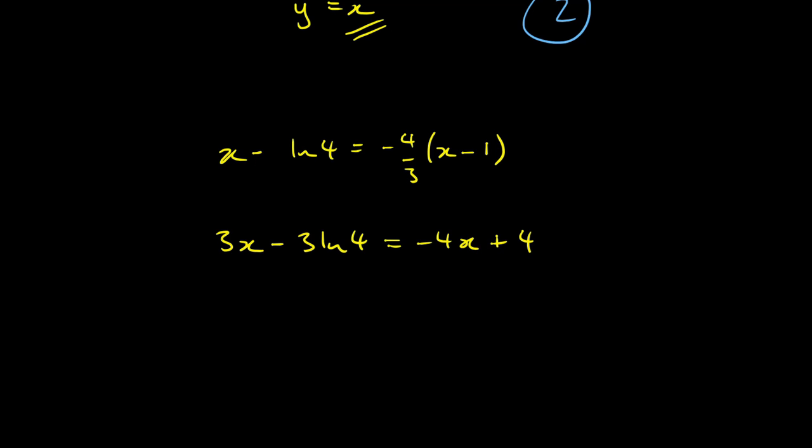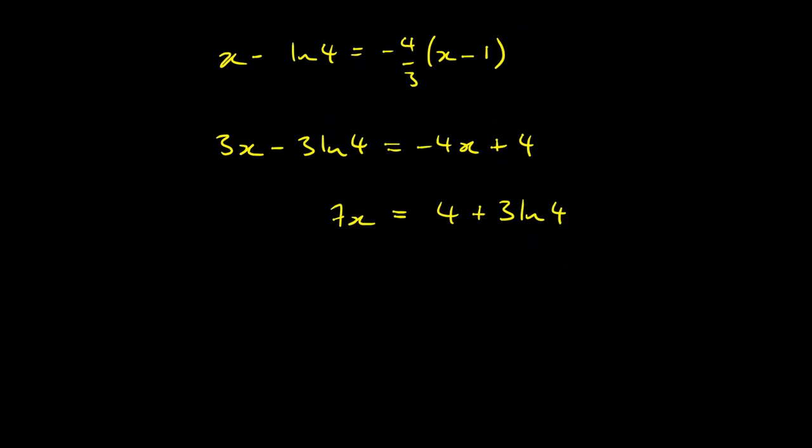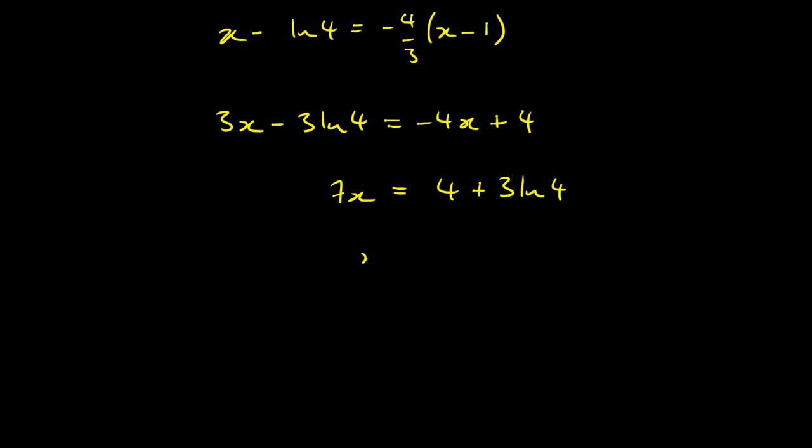I'm going to bring all the x's through to one side. So I'm going to add 4x to both sides. That gives me 7x. And I'm going to add 3 ln 4 to both sides. That's going to give me 4 plus 3 ln 4. And therefore, x is going to be equal to (4 plus 3 ln 4) over 7.